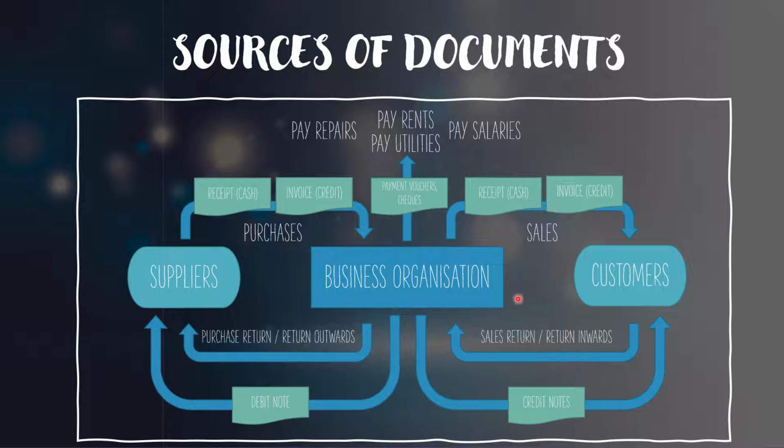Business organizations can also pay off expenses such as rents, utilities, salaries, and repairs. Usually we pay this kind of expense on cash basis, so we issue payment vouchers or we pay using checks. So we're going to have the check cut off or keratan check, to indicate that we have paid. We have used our cash to pay off our expenses. These are the examples of source documents that you're going to encounter when you do your past year later on.